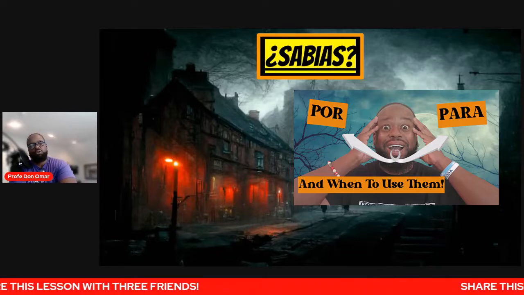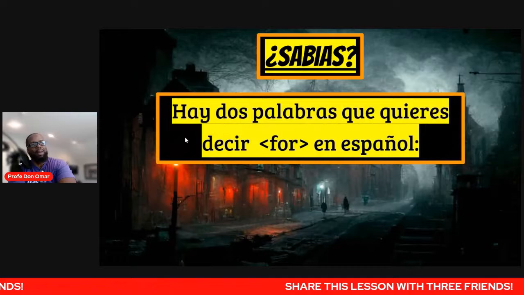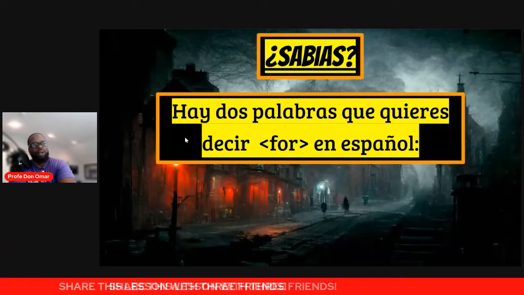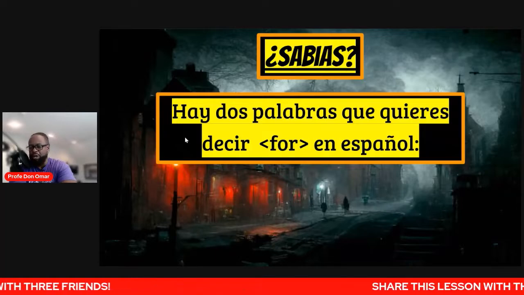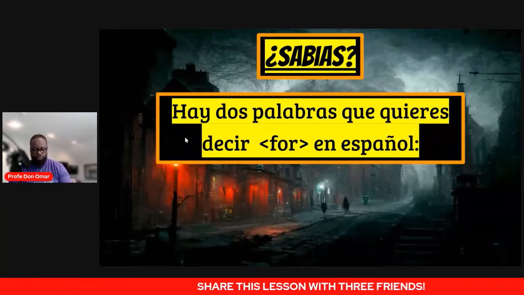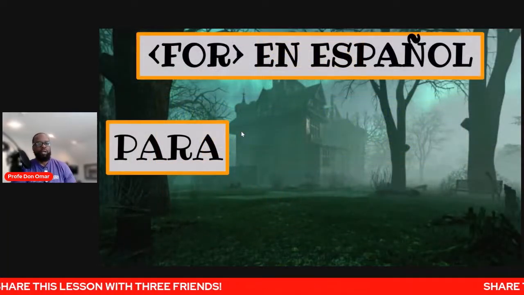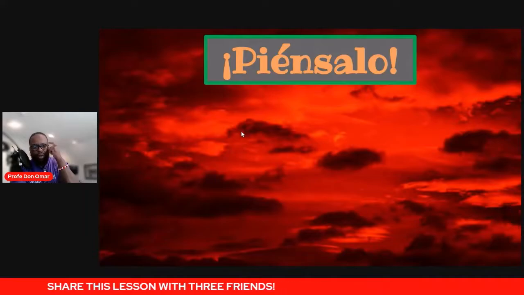So what you see on your screen right here is la pregunta: ¿Sabías? Did you know? Hay dos palabras que quieres decir for en español. In English, there are two words that you want to use to say the word for in Spanish. For en español tenemos para y por. Piénsalo. Think about it, right?